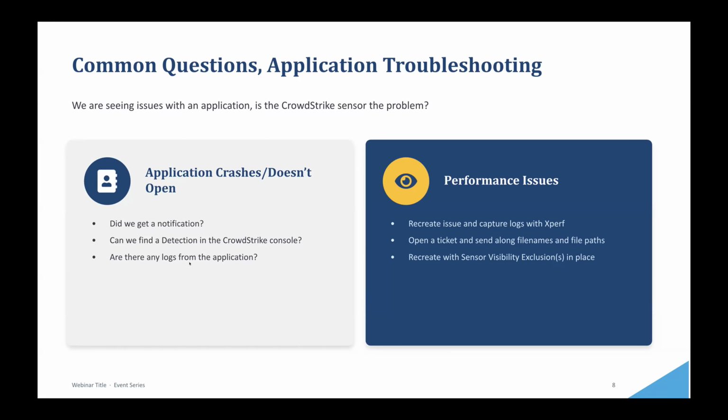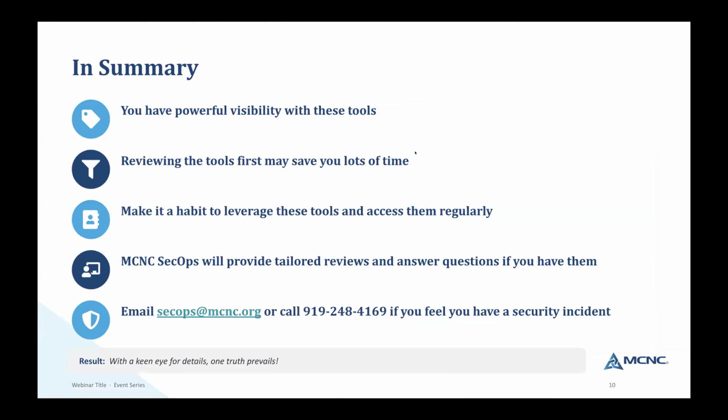Sensor visibility exclusions essentially turn off the sensor for that particular directory. And that'll allow you to run the application without any interference from CrowdStrike. We can open up some support tickets and hopefully get them to fix those performance issues as well. And that, I think, is the end of mine.